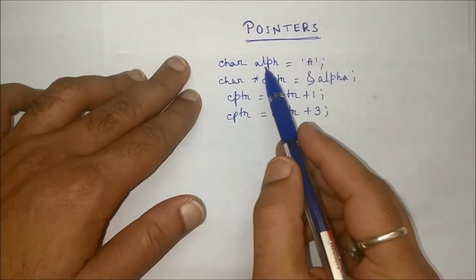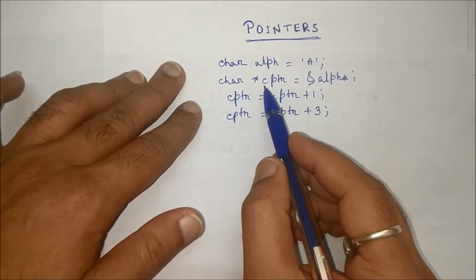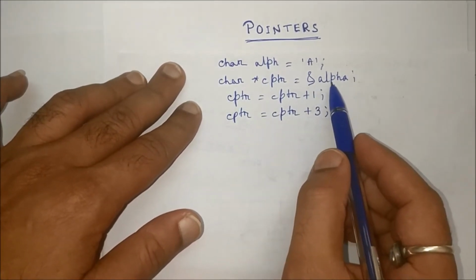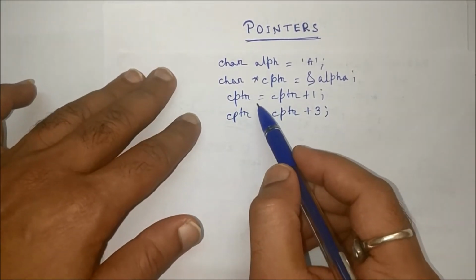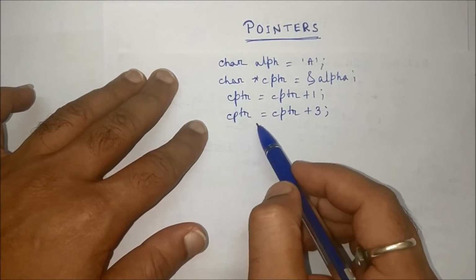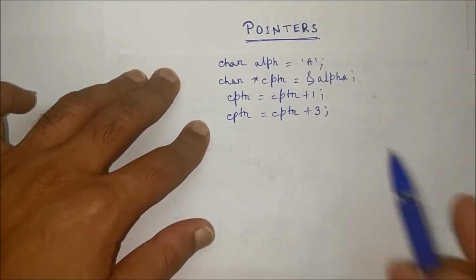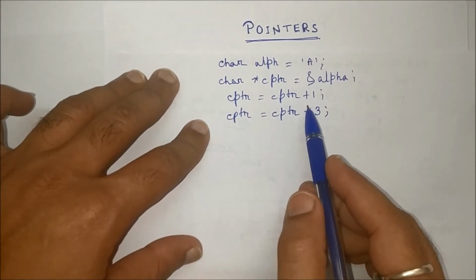Here we have declared a character variable alpha equal to a, and then we have declared a character pointer cptr, and we have assigned the address of the alpha variable to it. Now we are performing two mathematical addition operations here. cptr is equal to cptr plus 1, and the next statement cptr is equal to cptr plus 3. So now let us see how it will work in terms of your memory space.